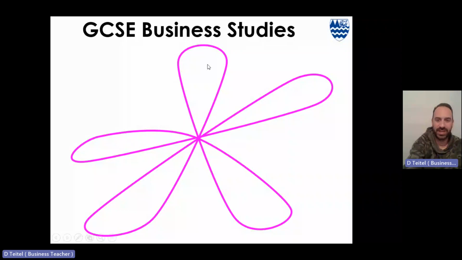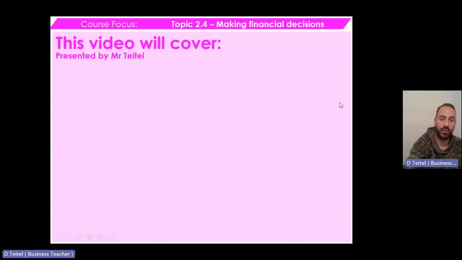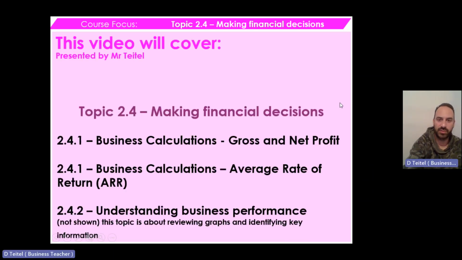We are almost at the end of the course and we're almost at the final exam. All right, so jumping back into our next video here, we're looking at 2.4. So this is making financial decisions.